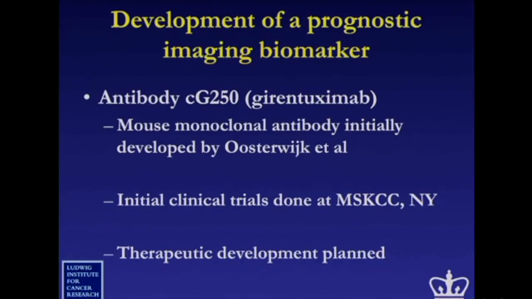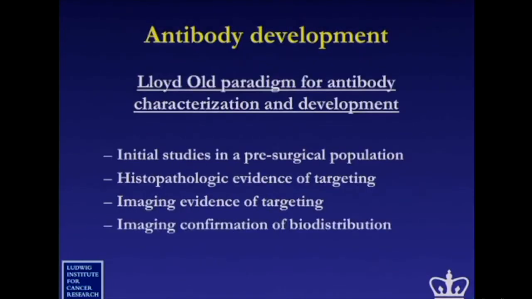This is an antibody that was developed 30 years ago in Leiden by Egbert Oosterwijk. Egbert came to New York at Memorial, where I was at that time, and we decided to use this antibody as a therapeutic in patients with clear cell cancer. Our mentor at the time, Lloyd Old, he continues to be my mentor, although I don't work there anymore and he is no more.